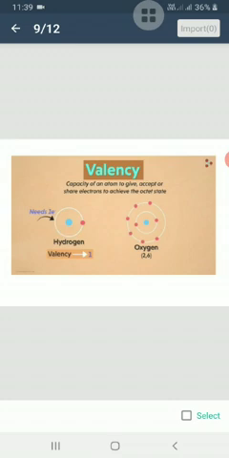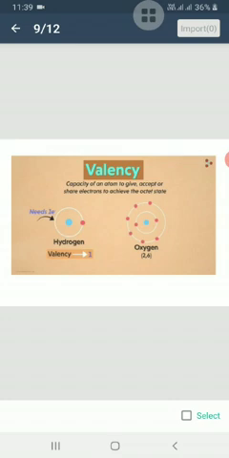For example, zinc combines with oxygen to give zinc oxide, with the formula ZnO, since one atom of zinc combines with one atom of oxygen. So the valency of zinc and oxygen are the same, because the valency of oxygen is 2 and zinc also has 2. So this is valency, meaning the capacity or the tendency of an element to combine with another element.